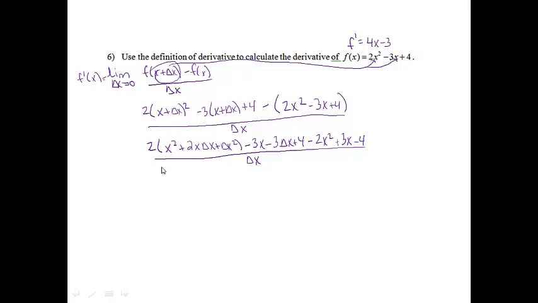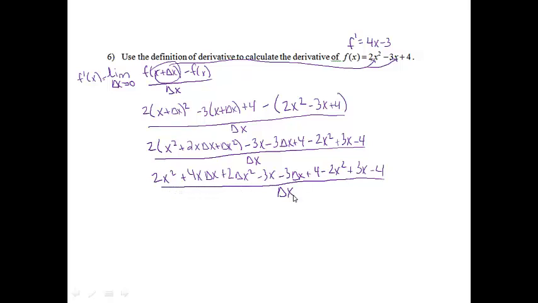The next thing I'm going to do is distribute my 2. So I'll have 2x squared plus 4x delta x plus 2 delta x squared minus 3x minus 3 delta x plus 4 minus 2x squared plus 3x minus 4, still all over delta x. Now let's see what we can cancel out. The 2x squareds can cancel, the 3x's can cancel, the 4's can cancel, and I'm left with 4x delta x plus 2 delta x squared minus 3 delta x all over delta x.